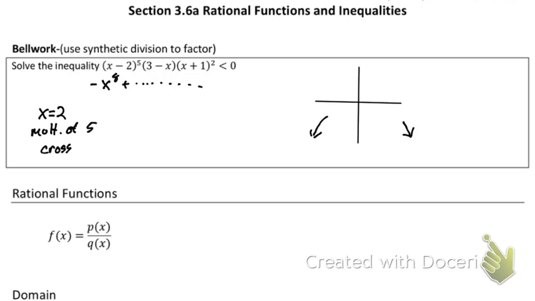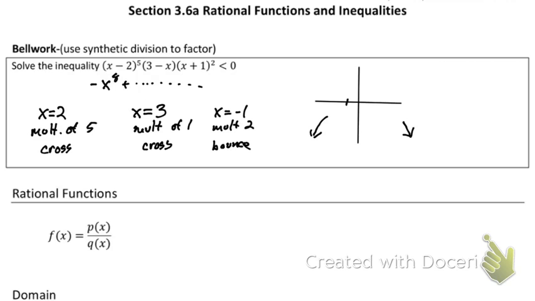Then our other one will be x equals 3. That is going to be a multiplicity of 1. That is also going to cross. Then finally we have x equals negative 1. That is going to have a multiplicity of 2. So it is going to bounce. All right, so our three zeros are negative 1, 3, and 2.